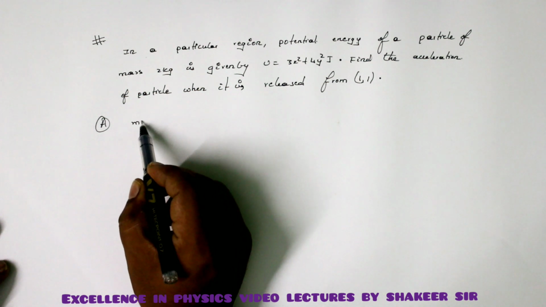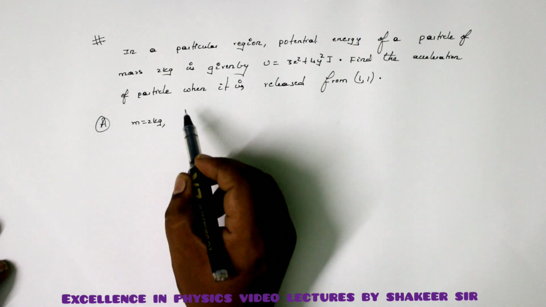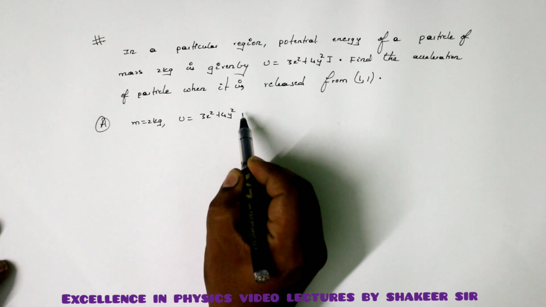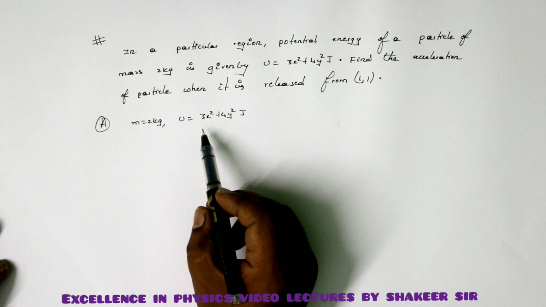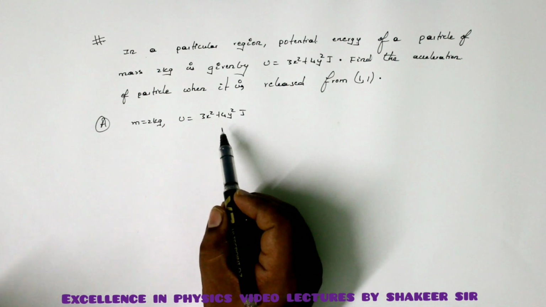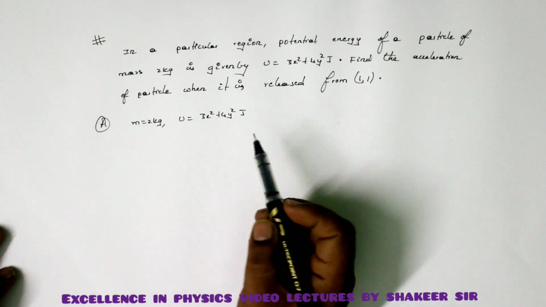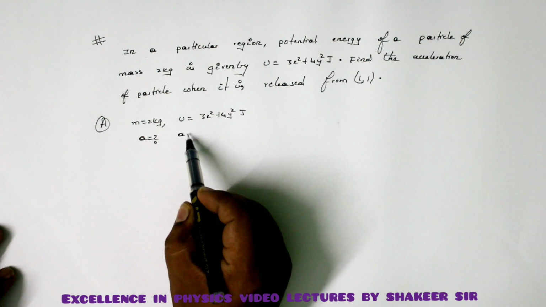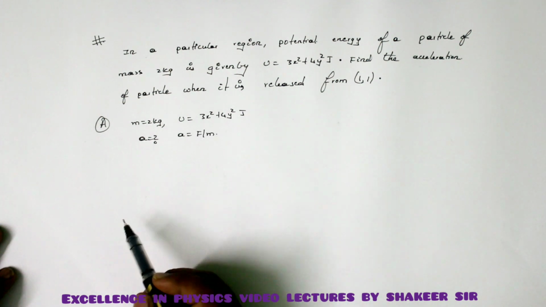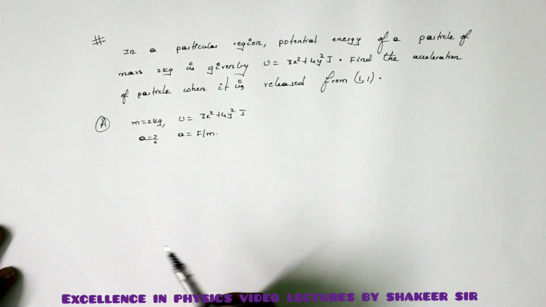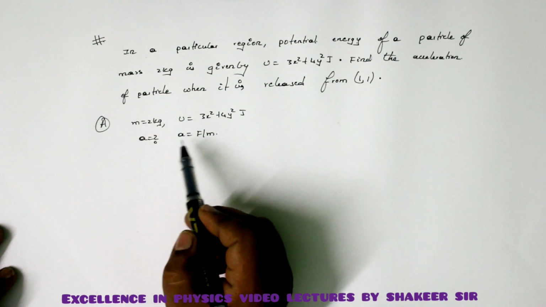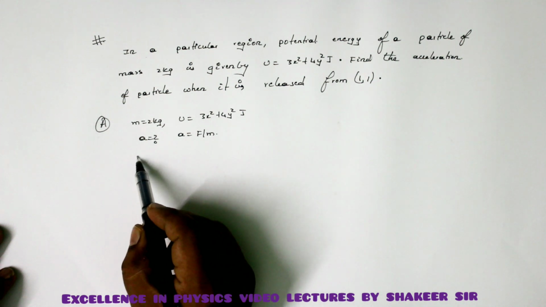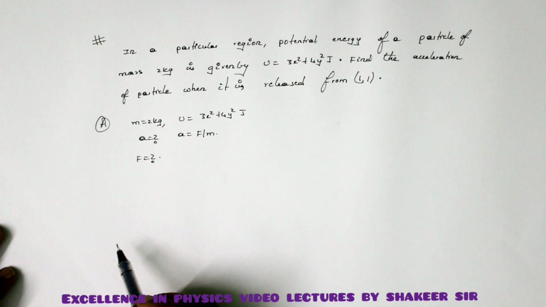So mass of the particle is given as 2 kg. Potential energy equation is 3x square plus 4y square joules. So by this equation we can see potential energy is changing with respect to x and y values. So we are supposed to find out acceleration of the particle. So we know acceleration is equal to F by m. So if I can find out an equation for F, and as mass is already given, very easily I can calculate acceleration. So how can we find out force acting on this particle?